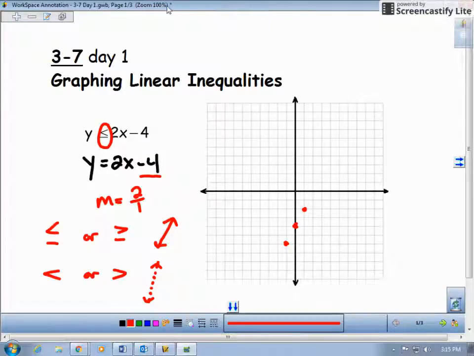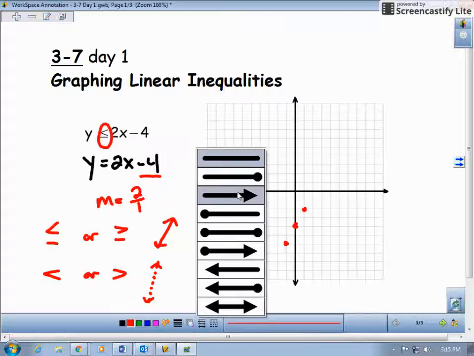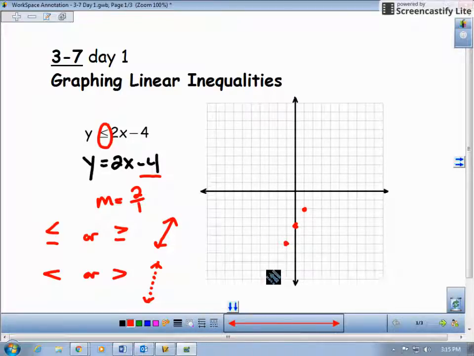So let's go ahead and draw the line here. I'm going to adjust my line here. Okay, so there's the line, y equals 2x minus 4. And the inequality has equal to in it. So we go ahead and make a solid line.